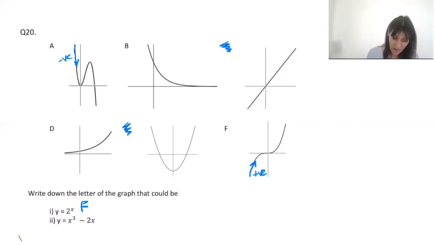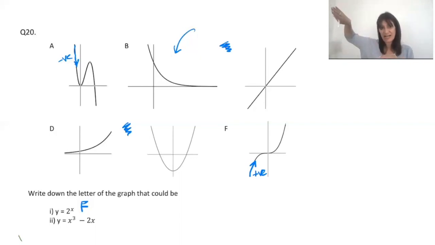Now, this one takes the shape of our reciprocal. This takes the shape of an exponential graph. Exponential graphs get faster really quickly. And when you have a power x, that is going to get bigger very, very quickly because obviously your power.